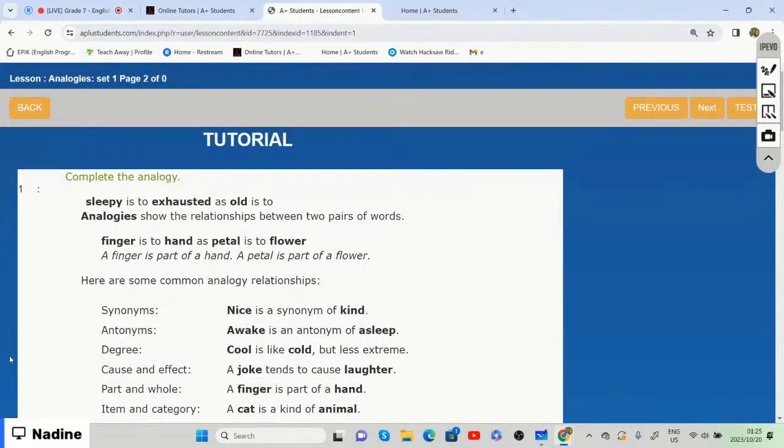So sleepy, right? If I'm sleepy, another word similar to sleepy is exhausted. I am tired. If you're feeling sleepy, it means that you're exhausted. You are tired.